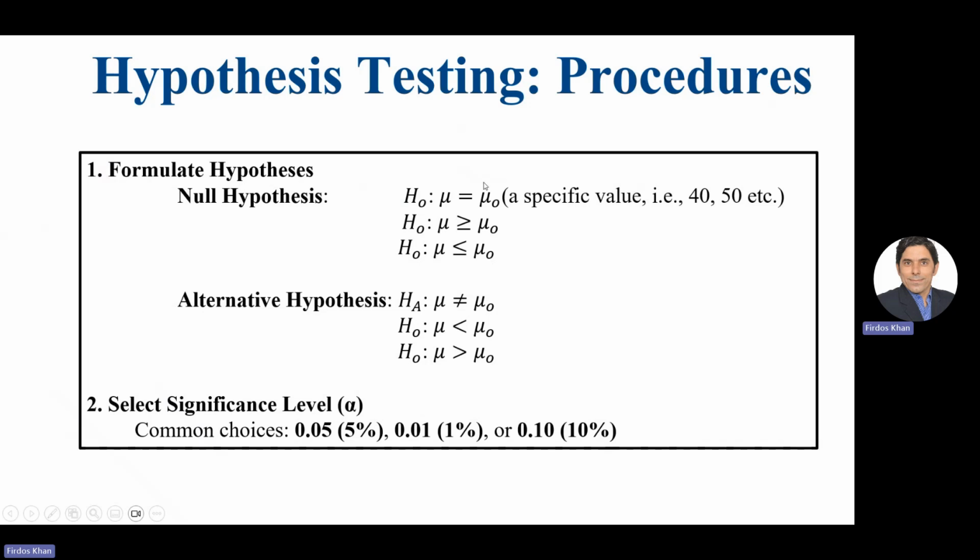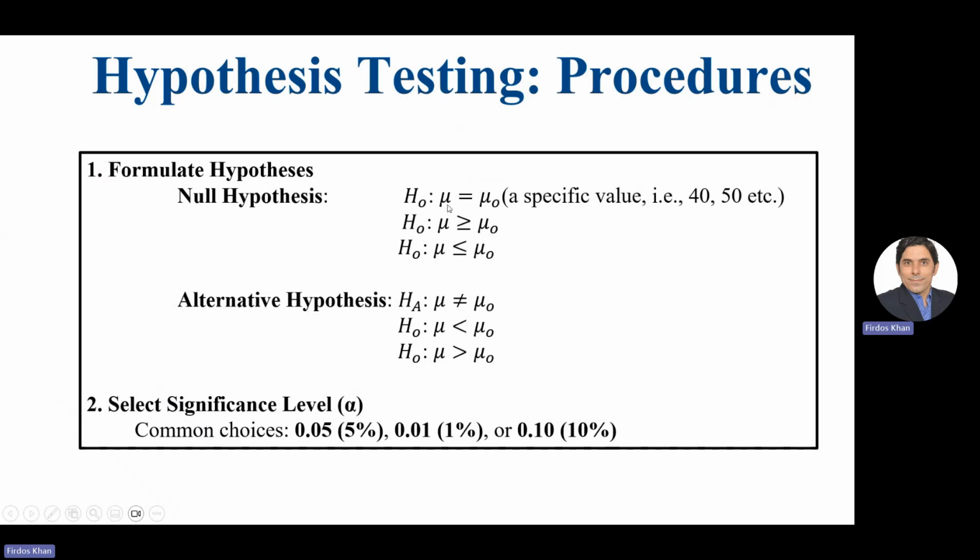Now let's start. Suppose you are testing the average value of some specific parameter, which we call mu. Remember that this procedure is for one population mean testing. It's not for two or more. This is only to test the mean value of a single population.